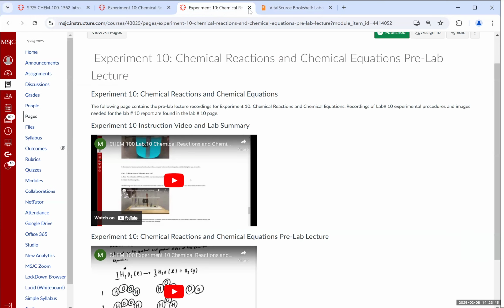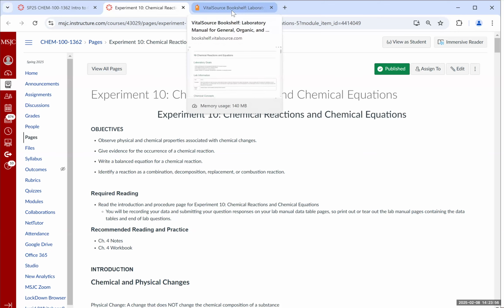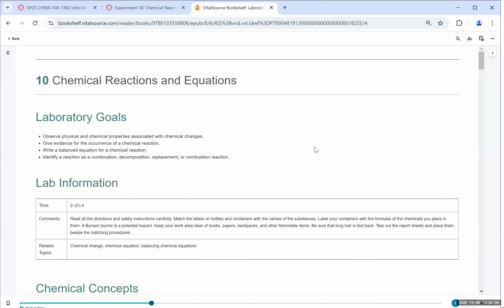So, one thing I do want to draw your attention to is in the Experiment 10 page, before we begin this experiment, we're going to first and foremost make sure to open up our lab manual and find this experiment in our lab manual. So I've taken the liberty of pulling up the laboratory manual. So here is Experiment 10, chemical reactions and equations.